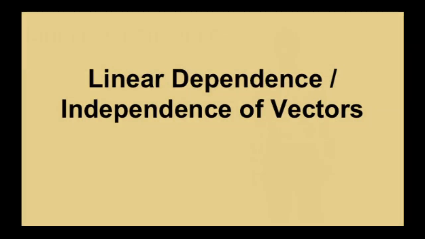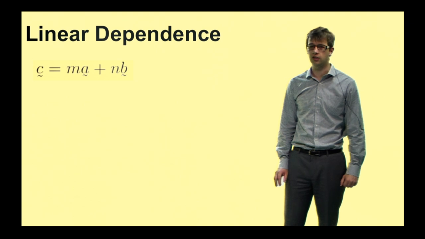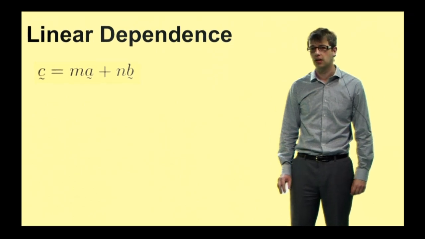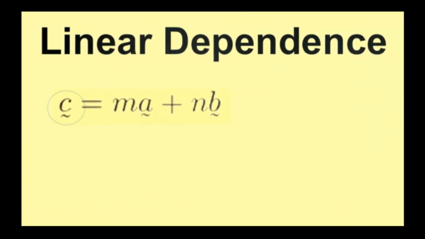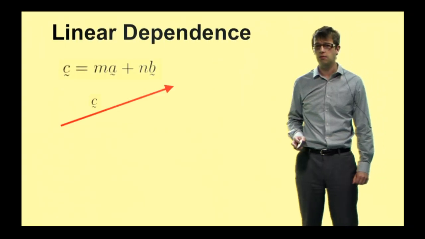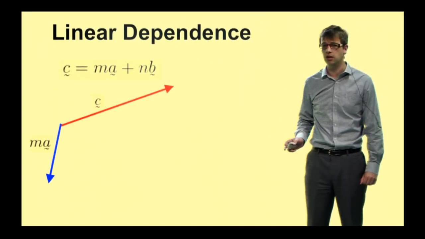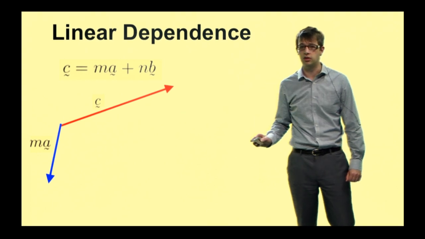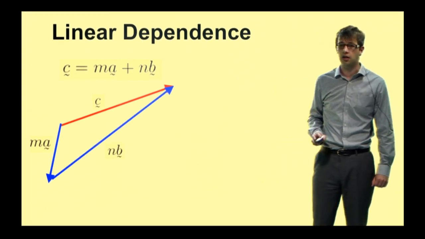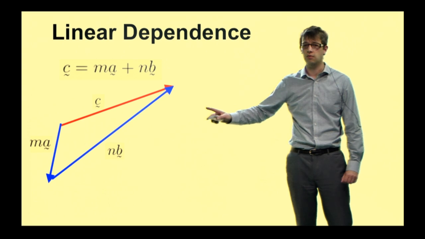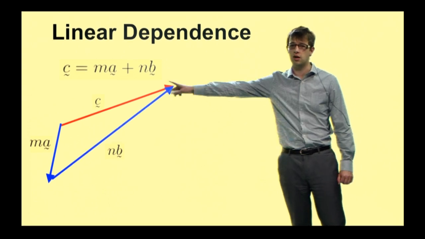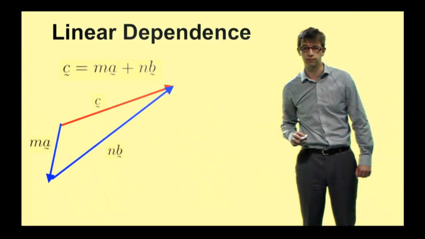Today we're going to be talking about linear dependence of vectors. So what does that mean? That means, can we write vector C as a linear combination of two other vectors, A and B? In other words, can we scale our vectors A and B by a factor m for A and n for B, so that they're equivalent to vector C?